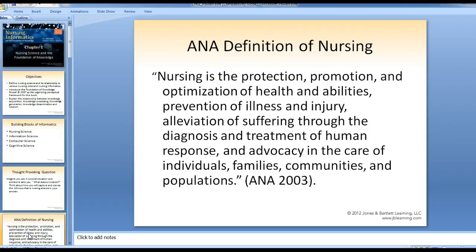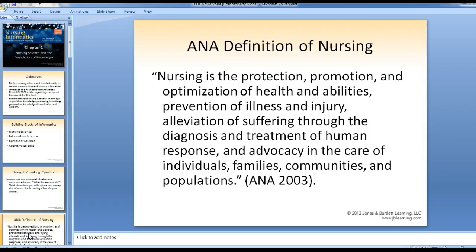And then advocacy in the care of individuals, families, communities, and populations. As nurses, we are advocates. That's what makes us nurses. We are here to defend the individual, the family, the community, the population. We look at what the individual's whole need is and the family's whole need, because that in turn is going to affect the individual, and the community's whole need, because that in turn is going to protect the family and promote the family. And populations is going to show us what communities need our help.